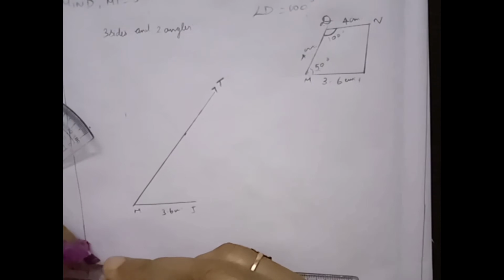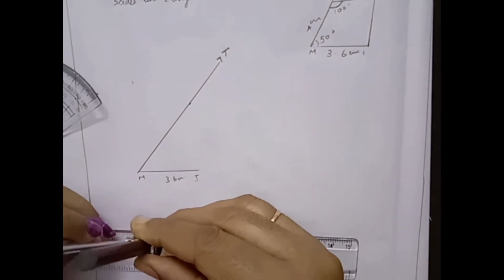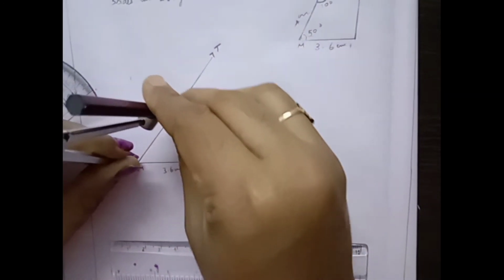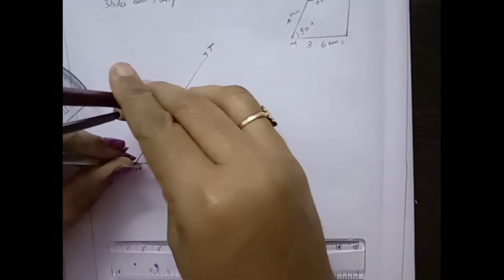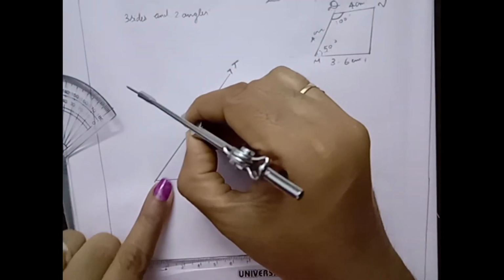Next, MD equal to 4 centimeter. Using compass, take 4 centimeter at M, cut an arc on the ray, that is D. MD equal to 4 centimeter.